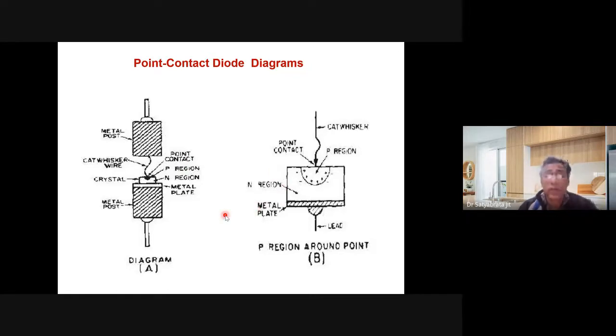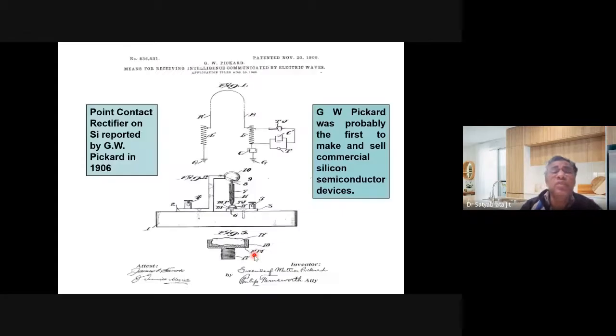Okay, so this point contact diode that we have used, as you consider, Jagadish Bose used galena, that is lead sulfide, and later it was replaced by germanium also. But using this concept, G. W. Pickard was the first to sell a commercial silicon semiconductor device. In 1906 Pickard replaced the galena with silicon. Germanium was used much later, but here silicon was used, and he filed a patent on August 10, perhaps in 1906.